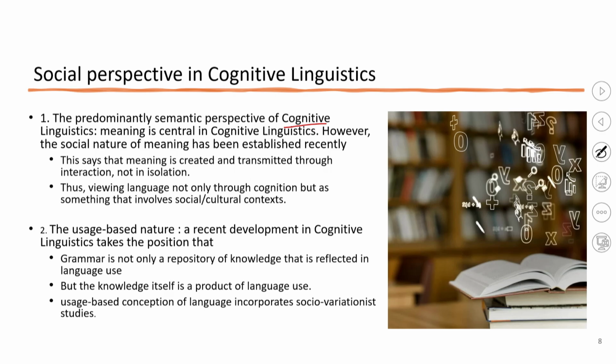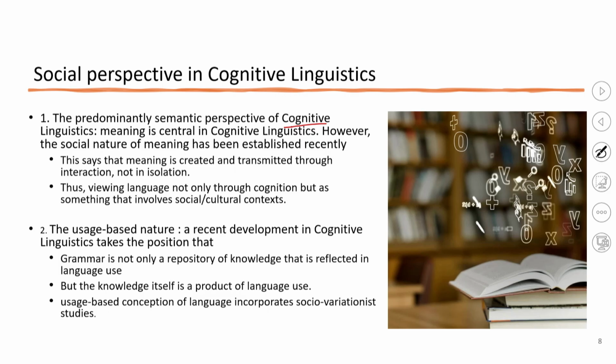So, the idea is that meaning is central to language rather than structure, let us say syntactic structure. Meaning is most important. So, you start from meaning and then go out to the structure rather than the other way around. So, meaning is central. How is it central?